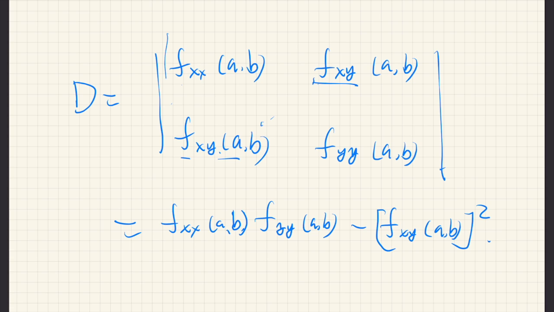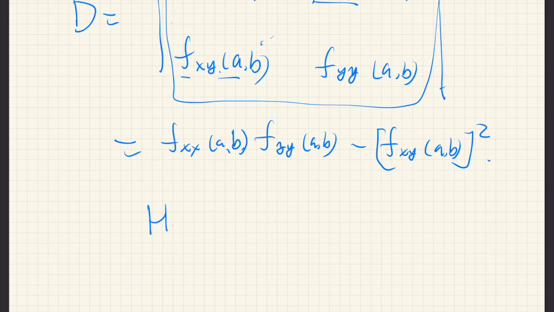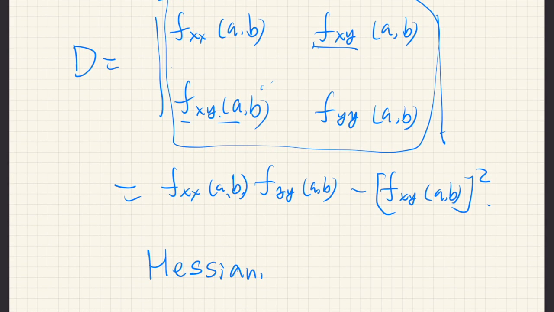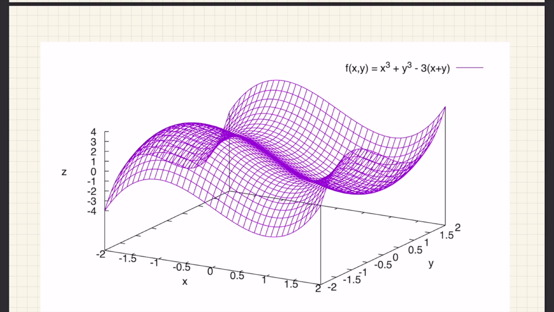And this matrix, this 2 by 2 matrix for the case of a bivariate function, is called a Hessian matrix. It's called Hessian. And we can define a similar matrix for functions with more variables, like n variables. That will be an n by n matrix. Okay, let's see an example.